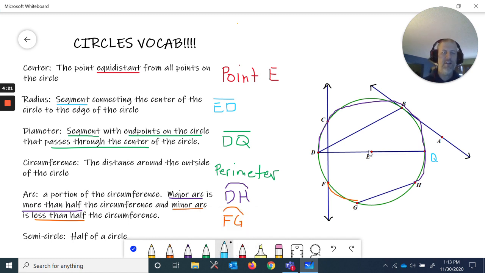I'll go back and highlight. So on the diagram, that's my radius. It's actually not the one I identified. We'll do the one I identified. So ED is my radius there, and then my diameter I did in green. So that's from D to Q right there. So we'll put that on there as well. Okay, and then point E again, that's my center in red.